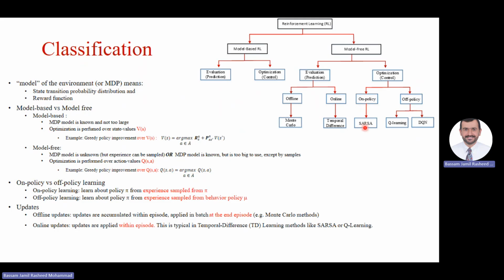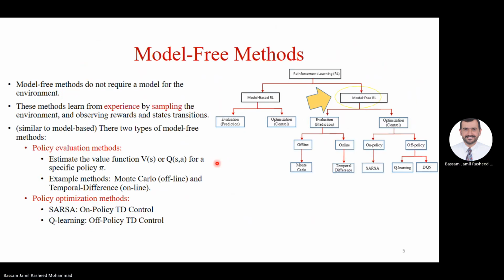An example of online policy is SARSA, and an example of off policy is Q learning and DQN. Okay, now let's talk about the evaluation here. We know that we are in the model-free reinforcement learning algorithm space. The evaluation, which is the topic of this lecture. We can have offline methods and online methods. Let's see what's the difference here.